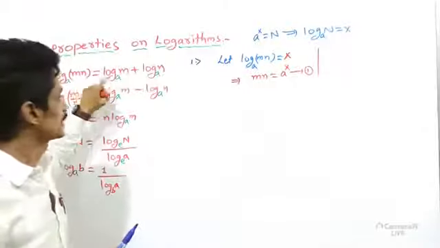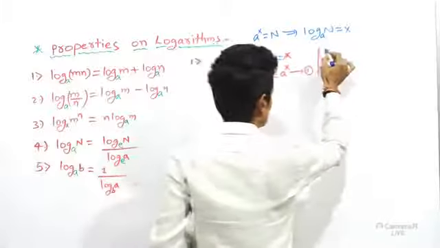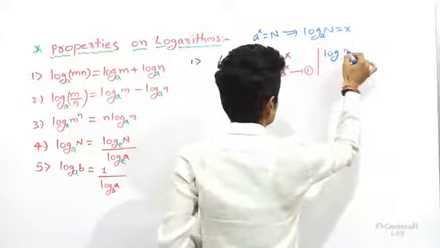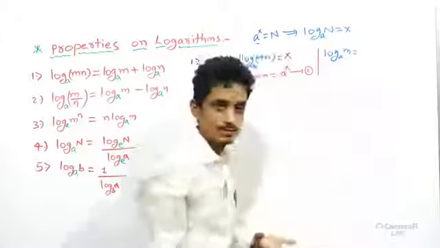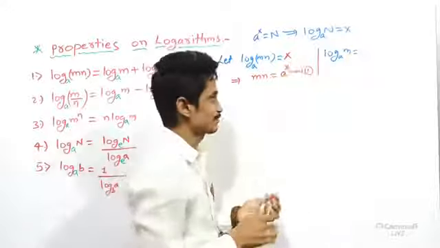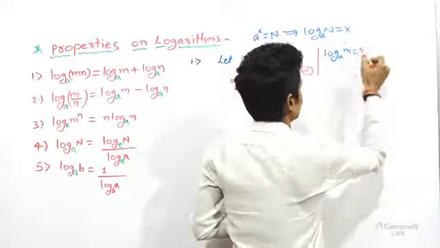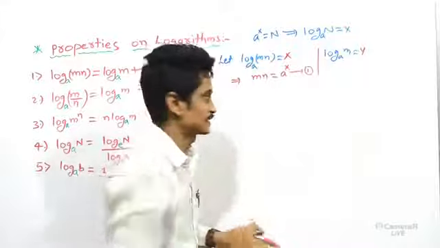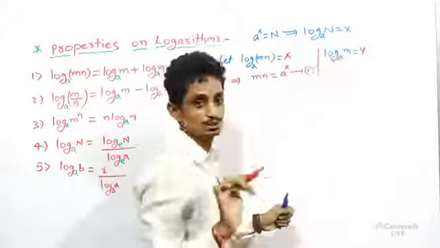Log m to the base a. I don't know what value log m to the base a is. Don't write x because I already used x. Instead of x, I will take y. Some number I will get: a power y is equal to m.